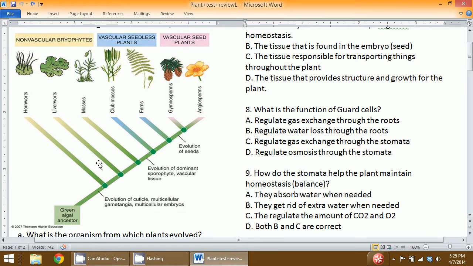Liverworts, nope. Hornworts, no. Finally, we have seeds up here, and so we can see that ferns are not considered to have seeds. They use something called spores, as do all the rest on the left side of the graph. On the other hand, gymnosperms and angiosperms do have seeds.